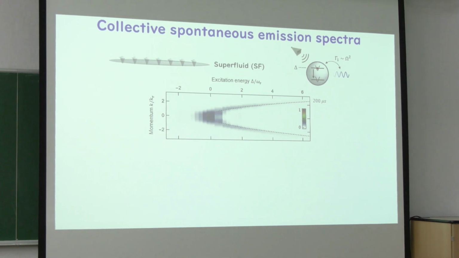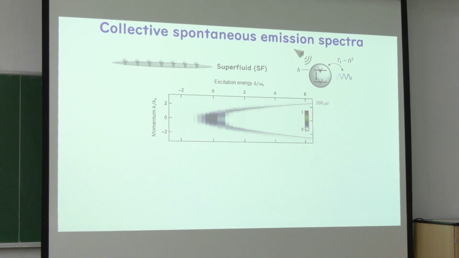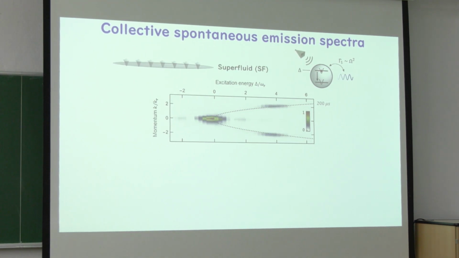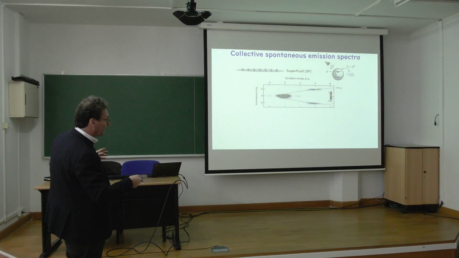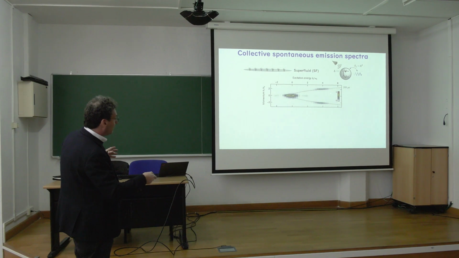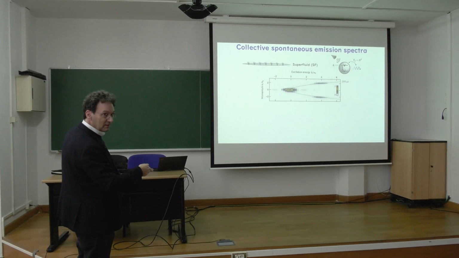Now if you switch to a superfluid, where each atom is coherently smeared out, what you see is that this parabola turns into this. And so now, what do we have here? This is the excitation energy. You see that there are certain excitation energies at which you get more than before, and others where you get less. So this would be super, and this would be subradiant.